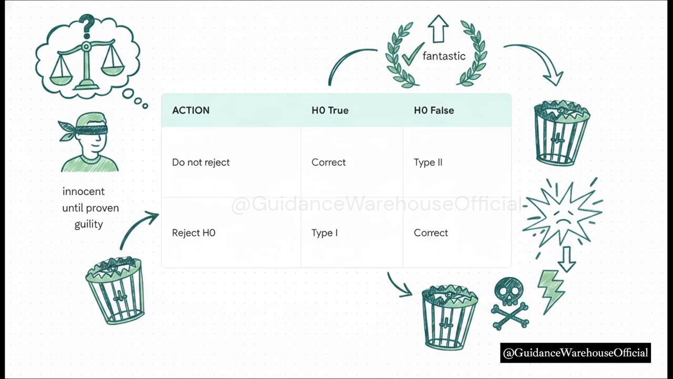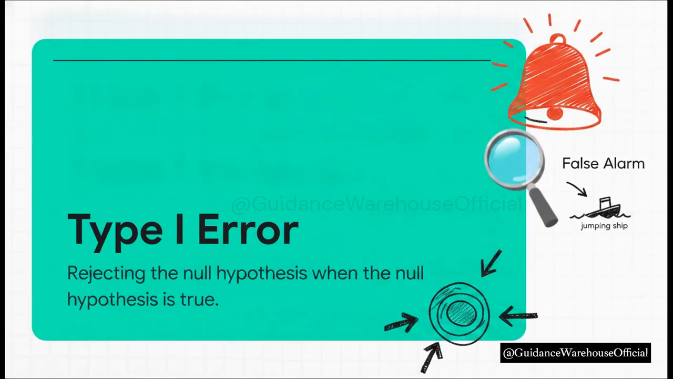Now, there are two realities. H0 is either true or false, and there are two actions you can take: reject it or don't reject it. If it's true and you stick with it, fantastic, correct decision. If it's false and you reject it, also a correct decision. But then there are the other two squares. Those are our traps.